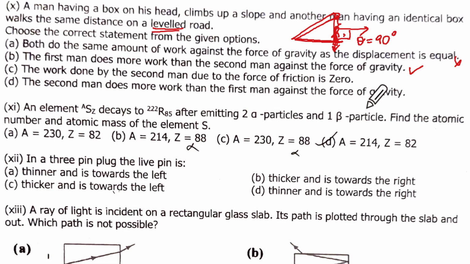Work done by the second man due to the force of friction is 0. Not due to force of friction. Against the force of gravity is 0. Second man does more work than the first man. No, he's doing 0. Understood which one is the correct option now? This can be a little confusing. If you find this confusing, just review that concept well.